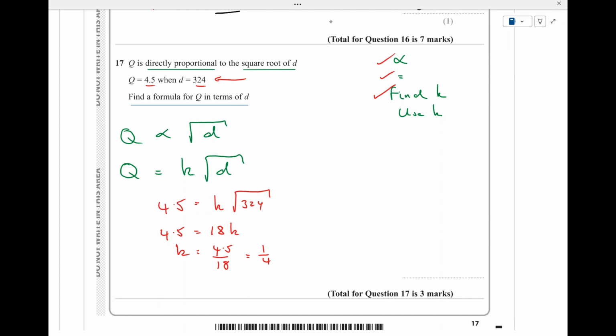So now I can rewrite this, but instead of saying Q equals K root D, I'm going to say Q equals a quarter times the square root of D. And here's the question. Find a formula for Q in terms of D, and there is my formula for Q in terms of D.